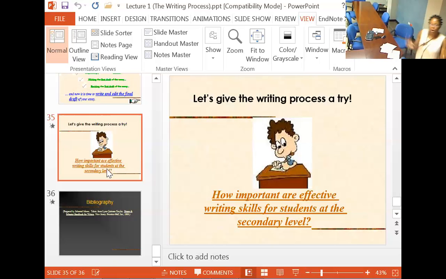So, are we clear about this idea of the nature of writing and the writing process? Are there any questions you want to ask? No, not yet? Okay, this is what I am going to do.